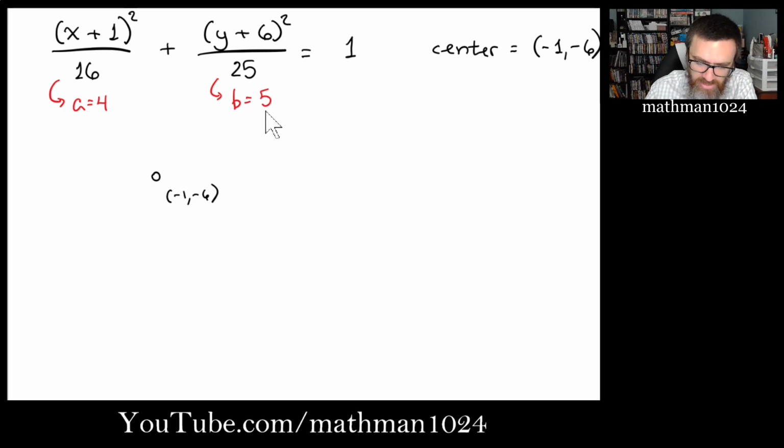So since the value underneath the y is larger, I'm going to be stretched more in the y direction. So it's going to be 5 units going up. So from here to here, 5 units going down. And then left and right will only be 4 units. So it's 4 units from here to here. And then my graph.